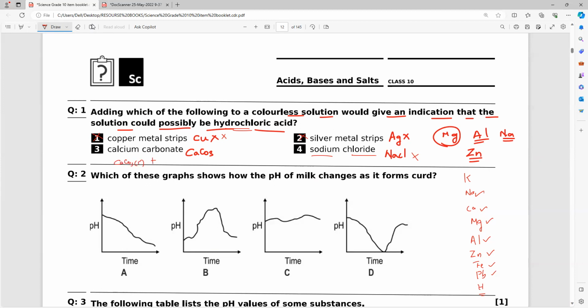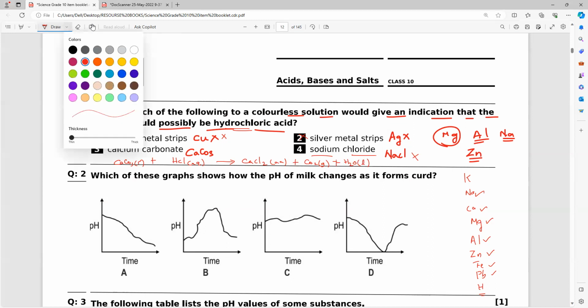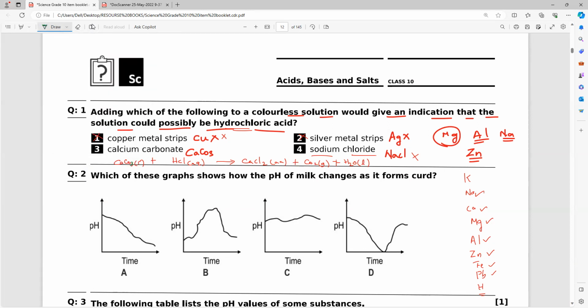CaCO3 reacting with HCl. HCl must be in what state, everyone? Aqueous state. So what are the compounds we'll get? CaCl2 plus carbon dioxide plus what? Water. Clear everyone? So that is what we can identify. Balancing the equation, check it everybody: CaCO3 plus 2HCl gives CaCl2 plus CO2 plus H2O. I think it is balanced.